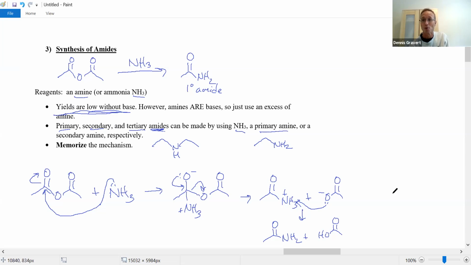So you do need to add more base, a second equivalent. And some of you are going to say, wait, I already know the mechanism for acid chlorides reacting with amines, so I'll just apply that to the anhydrides. If you decide to do that, full credit also. You bring in a second equivalent of your amine, or in this case, ammonia. And now ammonia is a weak base. It can pull off the extra hydrogen. And you'll make your amide, and the conjugate acid of whatever amine or ammonia you're using.